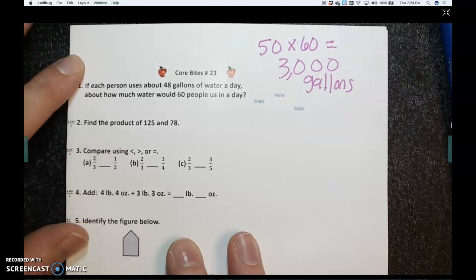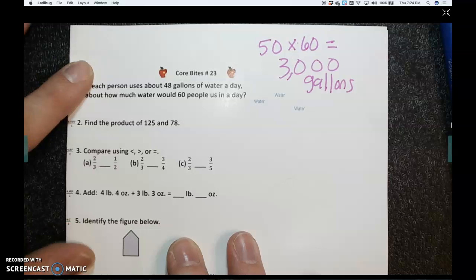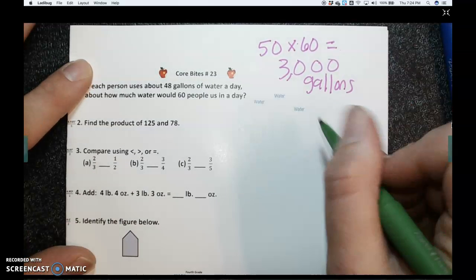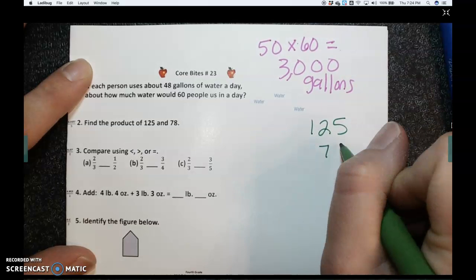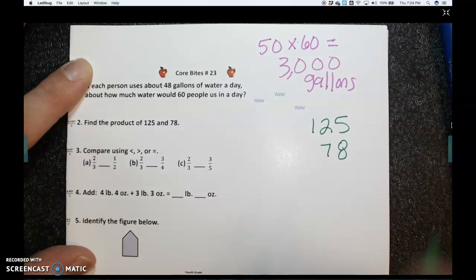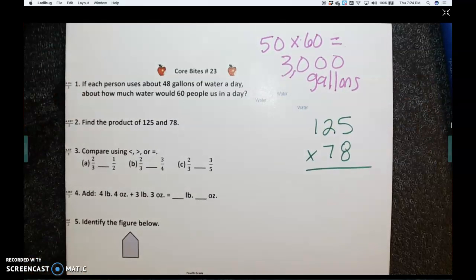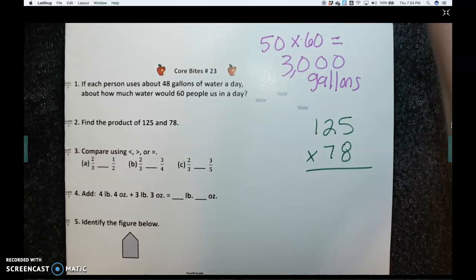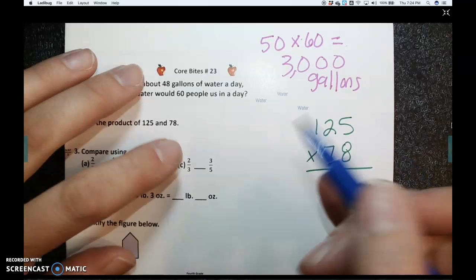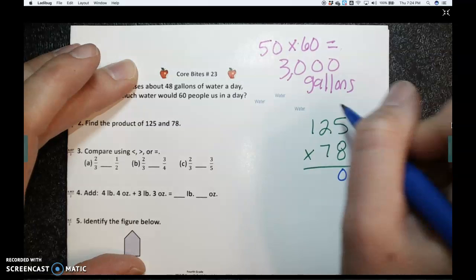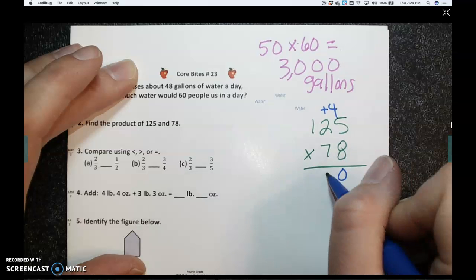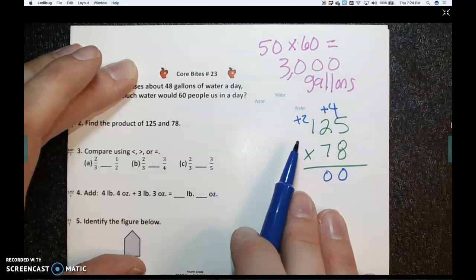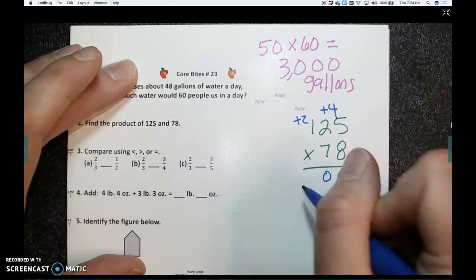For number 2, find the product of 125 and 78. So it's best to do this vertically. So if you set up 125 and then 78, and then you multiply. Okay, for this one, let me switch up the colors for you. So 8 times 5, that would be 40. 8 times 2 is 16, plus 4, that would give you 20. 8 times 1 is 8, plus 2 would give you 10.